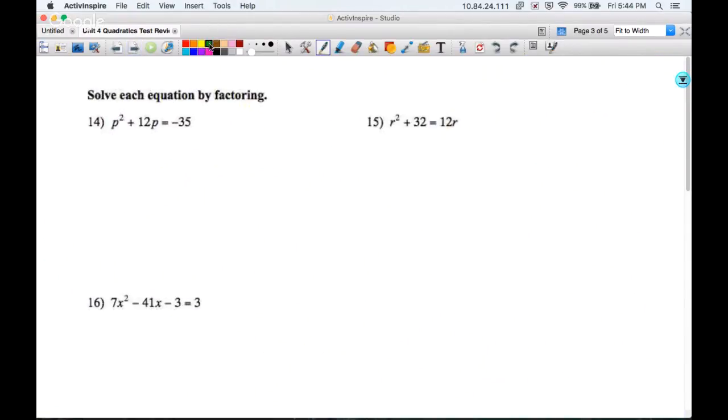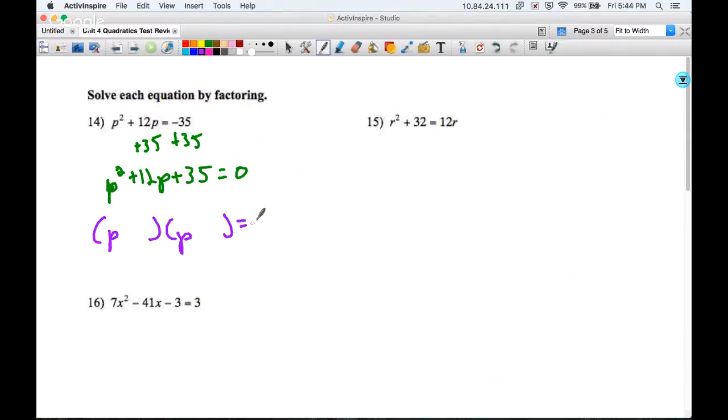Factor these. This first one isn't too bad. I add 35 to both sides. P squared plus 12p plus 35 equals 0. Factor this. Create this structure now. And I'm looking for two numbers that multiply to be 35 and add to be 12. Those numbers are 7 and 5.